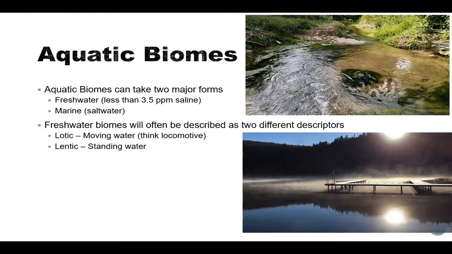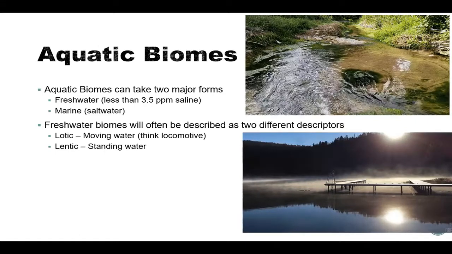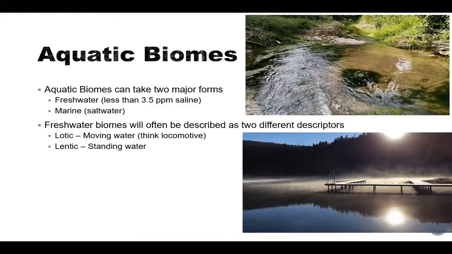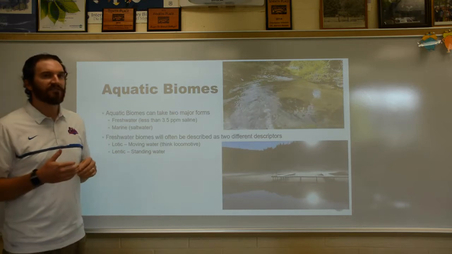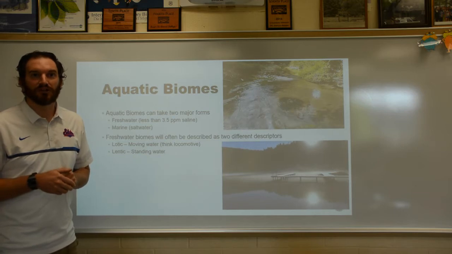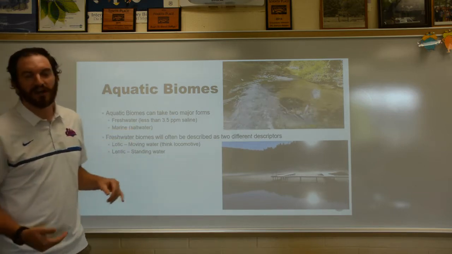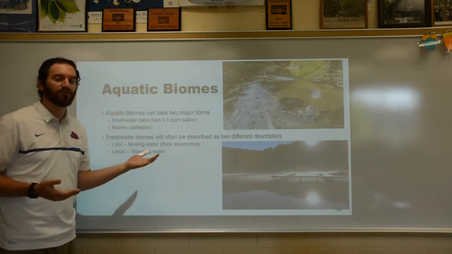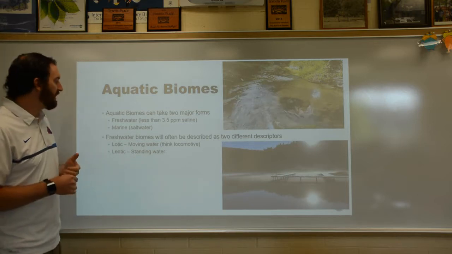So what is an aquatic biome? Well, aquatic biomes will take two major forms. The first one is what we call freshwater, all right? Meaning it has less than 3.5% or 3.5 parts per million saline, meaning salt. So it's not salty. This is fresh water. Then you have marine environments. Marine environments are going to be salty water. So that's the big difference. You either have freshwater aquatic biomes or marine or saltwater aquatic biomes.